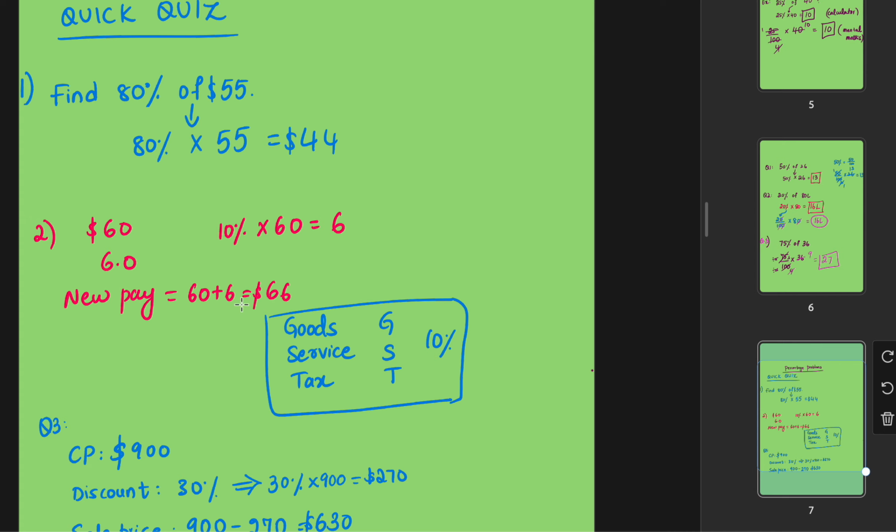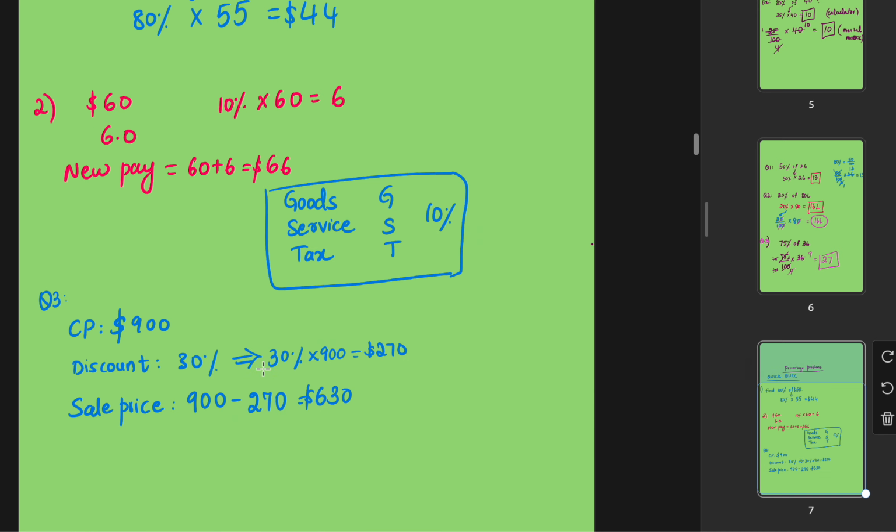This example says new pay is 60 plus 6. So basically it is including a 10% GST. I don't know the whole word problem where it came from, but by looking at the math, that's what I'm able to figure out.